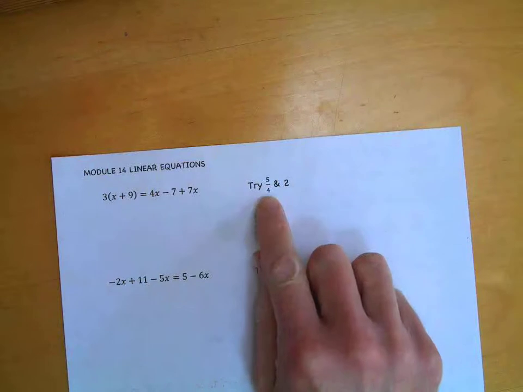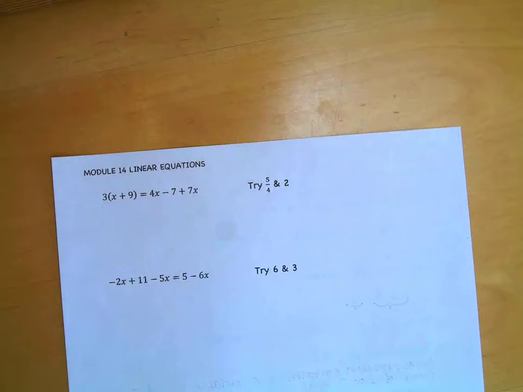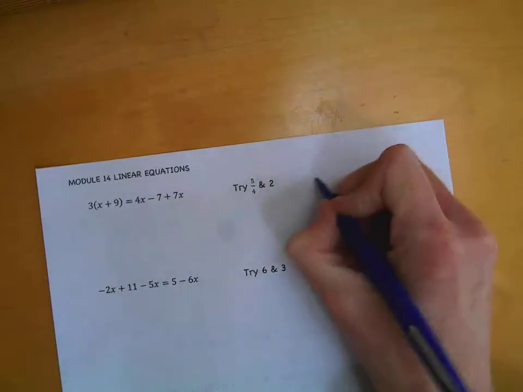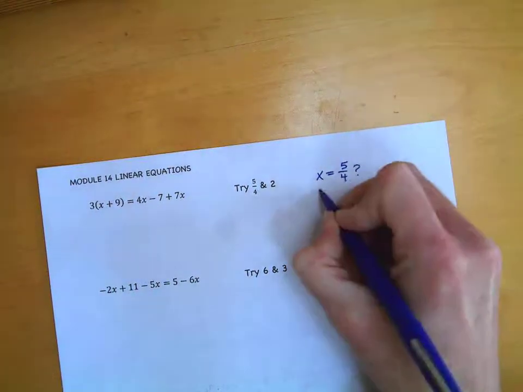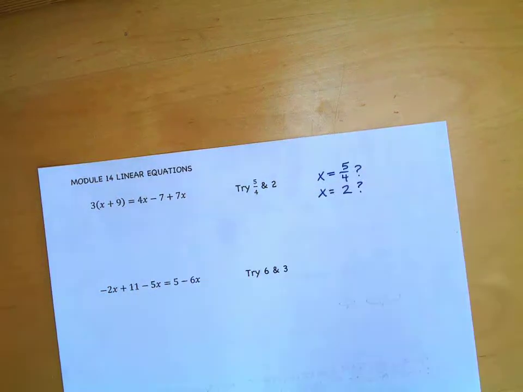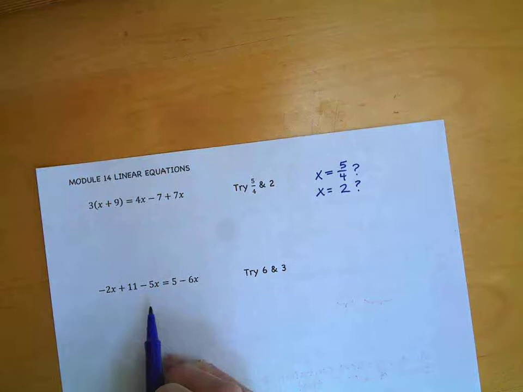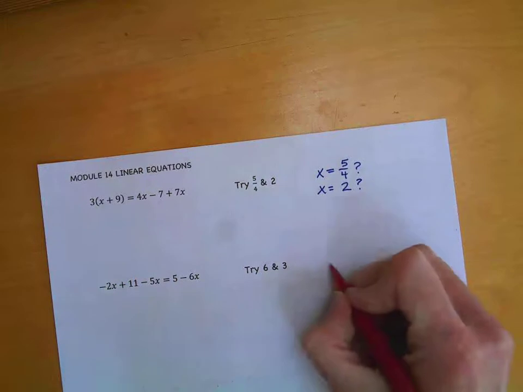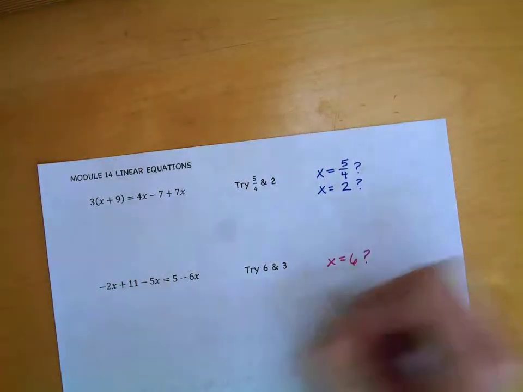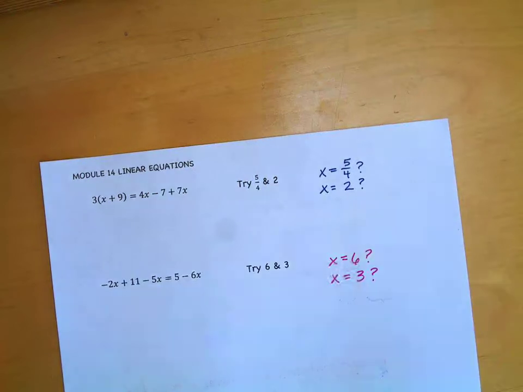So this time we want you to try 5/4 as a possible value for x and 2 as a possible value for x. So I'm going to help you set it up, but then I want you to do the math by yourself. So again, is it possible that x could equal 5/4? And is it possible that x could equal 2? That's what you need to set up for that one. And then the last one that I want you to try is I would like you to see if x could be equal to 6 or x could be equal to 3. And I would like you to try both of those problems by yourself because I want to make sure that you have confidence with knowing how to do this.